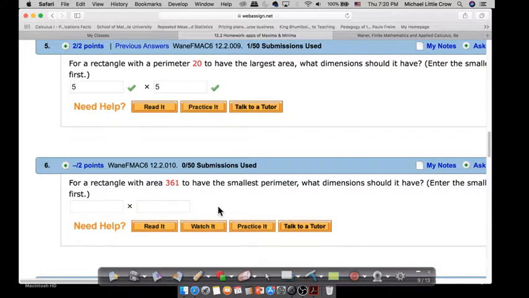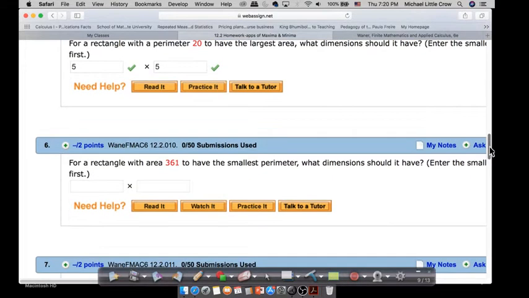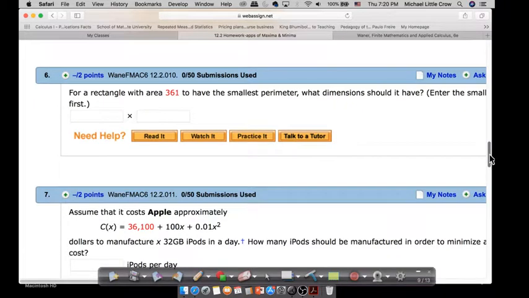Okay. And this one, they want to have a rectangle with the smallest perimeter. So again, you'll set it up the same way. Draw a rectangle. Put one side as x, one side as y, and get it set up. Area of 361.